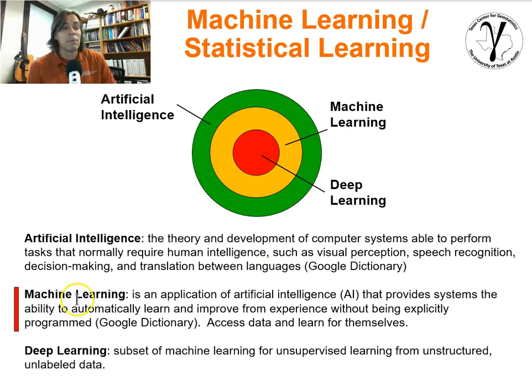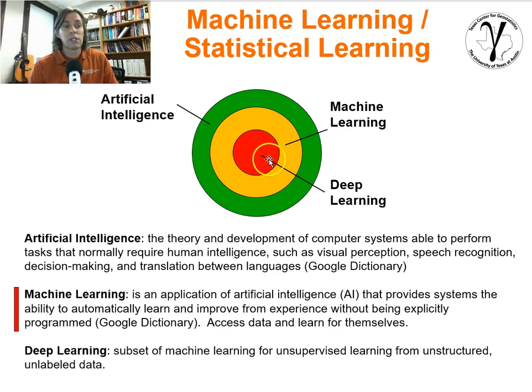Now, machine learning is really a subset of that. So if we had a bit of a Venn diagram here, we'd have artificial intelligence, and then within it we could have machine learning. It's an application of artificial intelligence that provides systems with the ability to automatically learn and improve from experience. They learn without being explicitly programmed. So they look at the data and they learn from the data and they do meaningful things from the data.